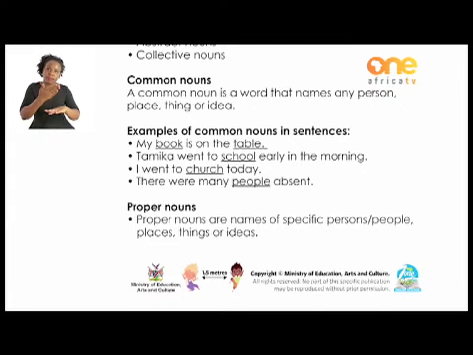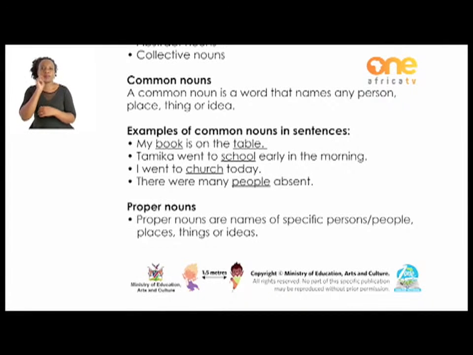Examples of common nouns in sentences. My book is on the table. So, the words book and table, those which are underlined, are the common nouns. My book is on the table. Book and table are common nouns.